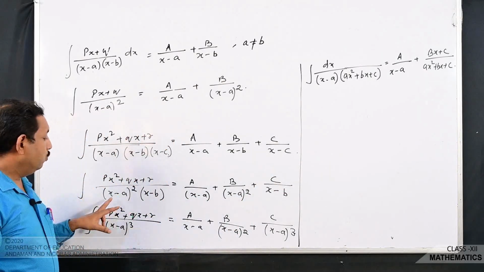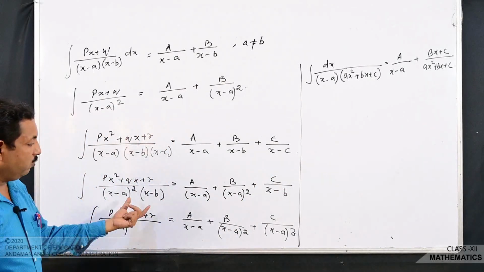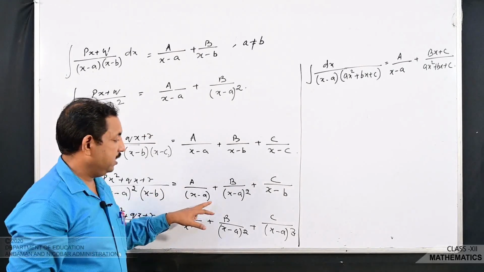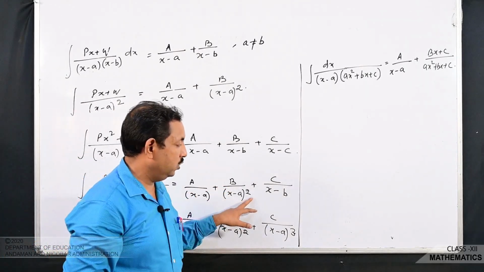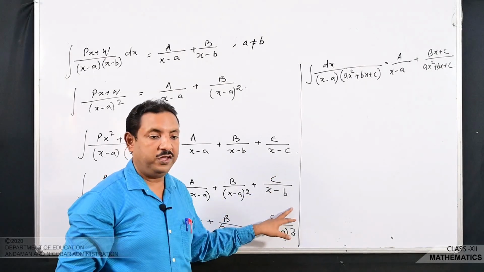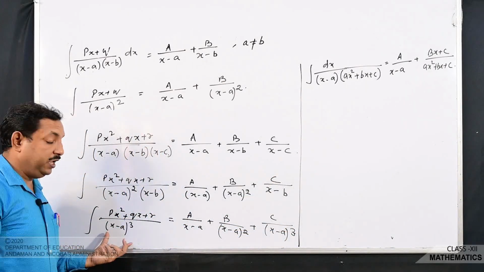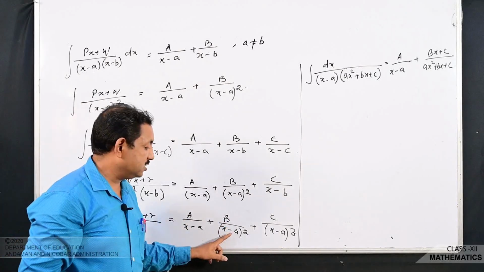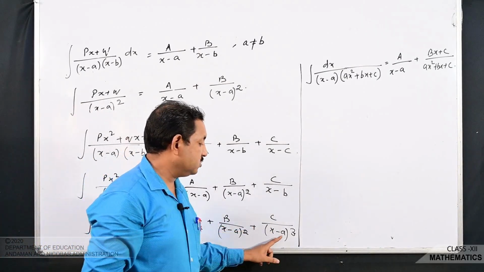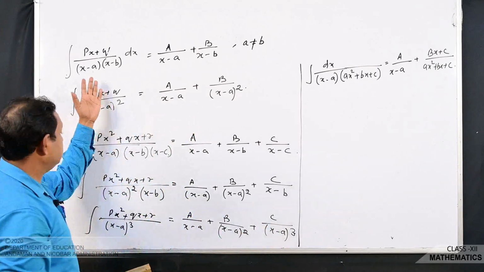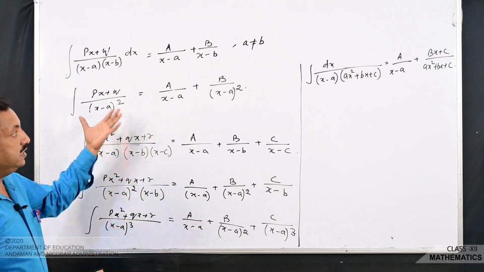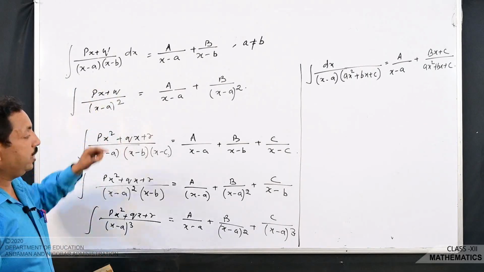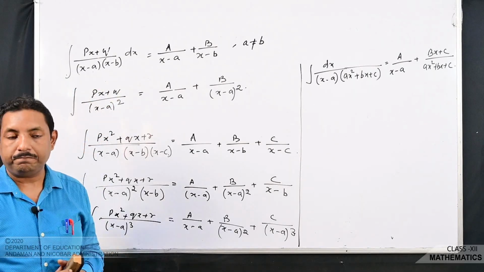Third case, we have two repeating factors, but one factor is distinct, and at that time A upon x minus a plus B by x minus a the whole square plus C by x minus b. Likewise, three repeating factors, that means A by x minus a, B by x minus a whole square and C by x minus a whole cube. This way we can split these integrands. This part only, I am talking about the integrands only.